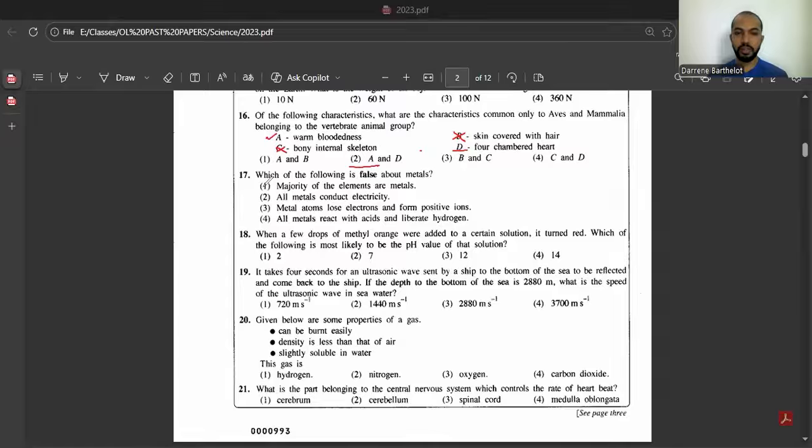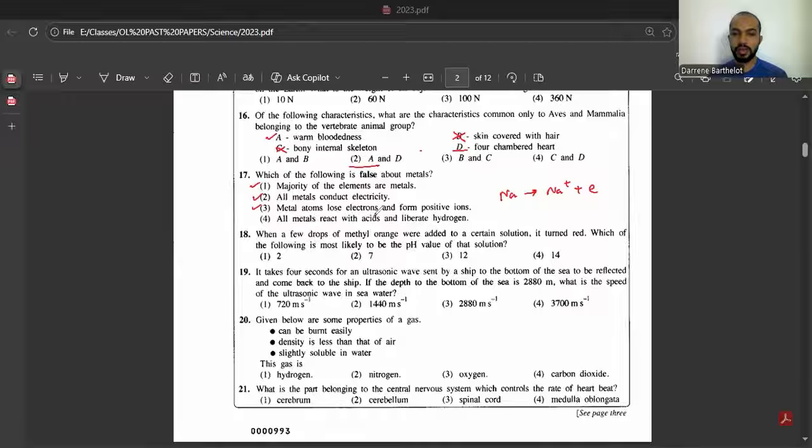That's right. Majority of the elements are metals. That's correct. Even though you have only 20 elements in your syllabus, if you take the whole periodic table, majority will be metals. Answer number 2. All metals conduct electricity. Yes, that's also correct. It's a metallic characteristic. Next, metal atoms lose electrons and form positive ions. Yes, that's also correct. For example, sodium will lose an electron to form a positive ion, right? Sodium plus electron. So it forms a positive ion.